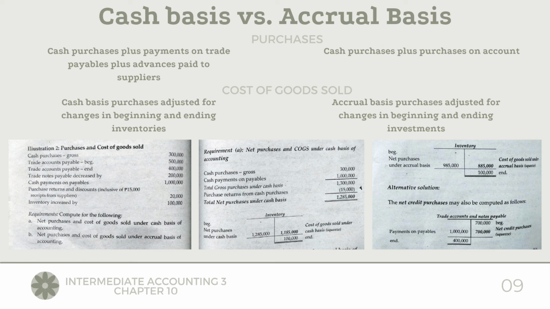Just simply add the cash purchases gross of 300,000 to cash payments and payables of 1 million to come up with the total gross purchases under cash basis of 1.3 million. Then, subtract the purchase returns from cash purchases of 15,000 to get the total net purchases under cash basis of 1,285,000. Accounts for the inventory will be like this. To get the cost of goods sold under cash basis, you'll just need to squeeze the 1,285,000 and 100,000.